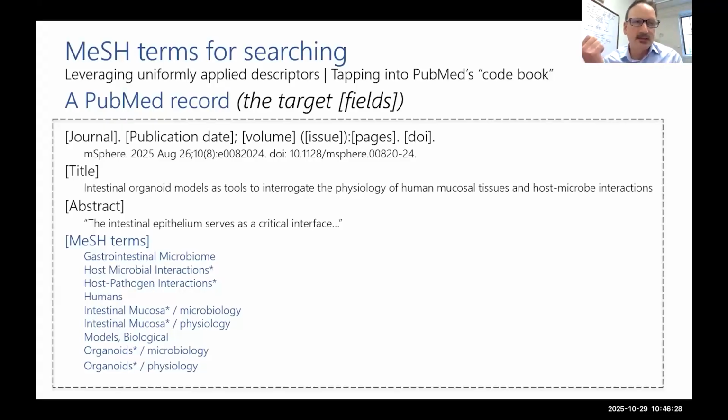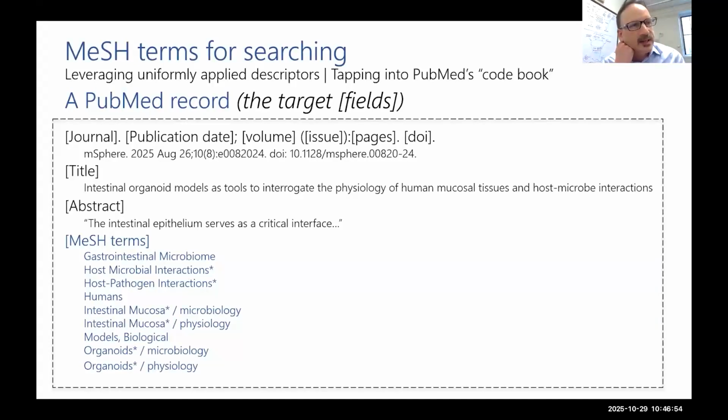So clearly title is important as a source of what this article is about. So is abstract. So are author-supplied keywords, which are not represented here, but are actually a searchable field. And then MeSH terms. MeSH terms are basically a list of summarizing terms for this article.